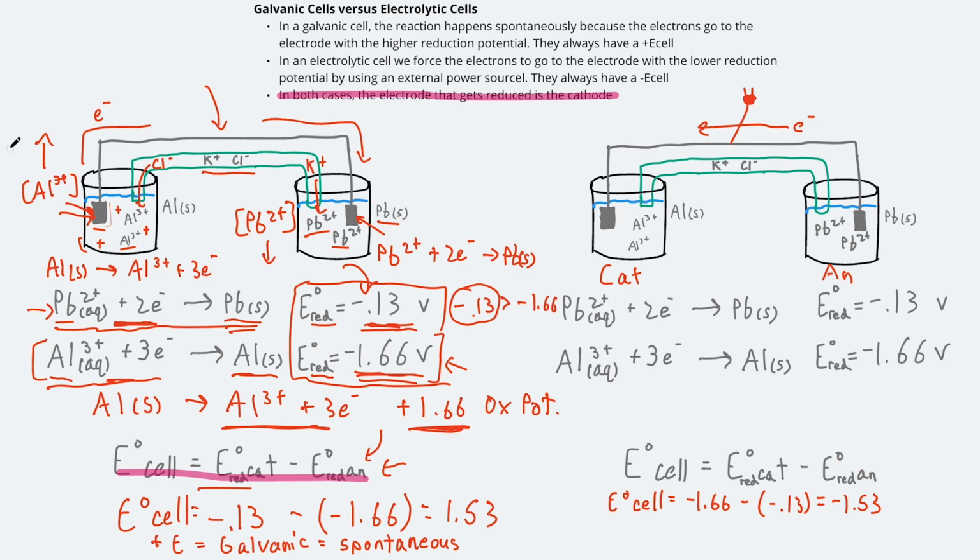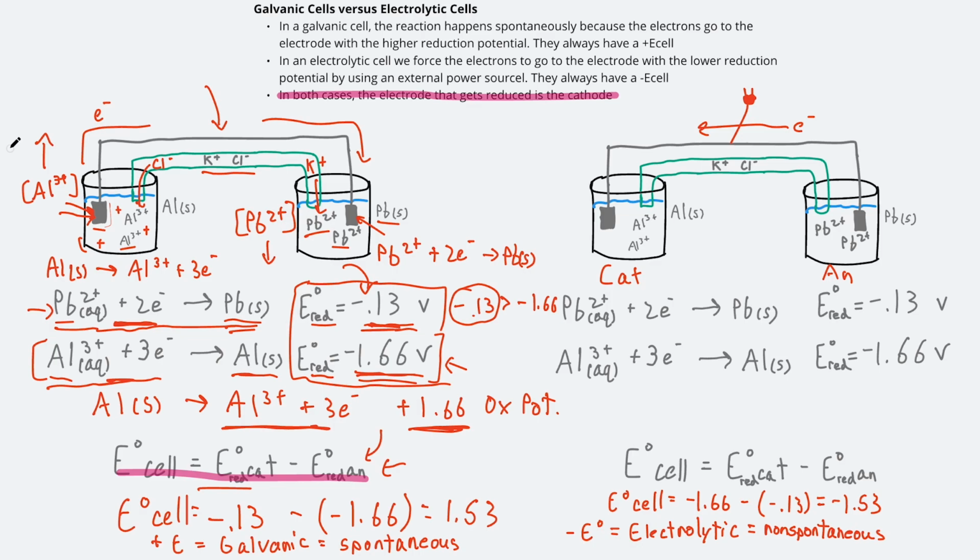So notice your E cell is now negative, and that means that we have an electrolytic cell, and it also means that it is non-spontaneous, which means that this direction of the flow of electrons cannot happen without the input of external power. So if we create this setup and we don't have external power, then the electrons are going to flow the other way.